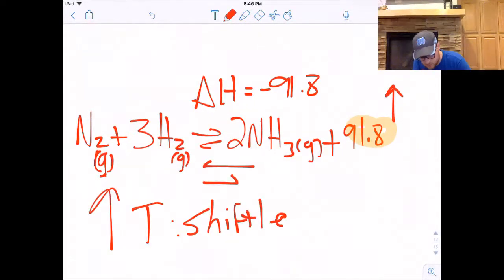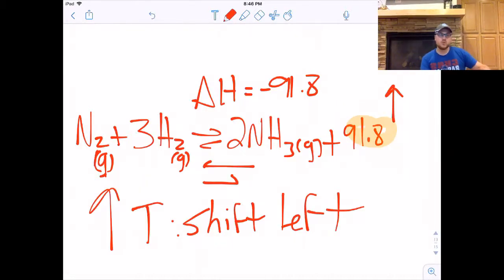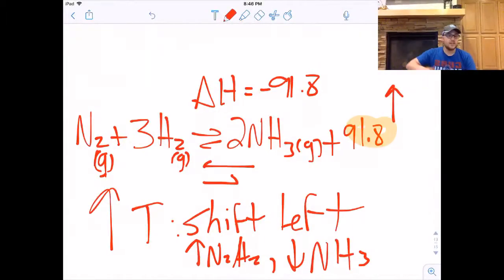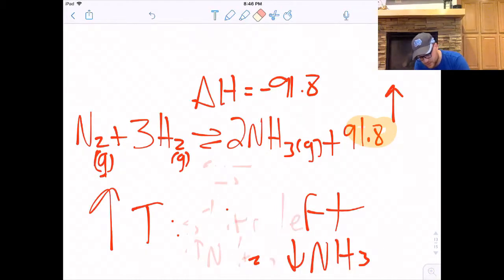And decreasing temperature in this reaction would do the opposite. So if you decrease temperature, it will shift right. It's exactly like concentration. You decrease the concentration of something, shift in the direction of that something. It will shift right and increase NH3 and decrease N2 and H2.